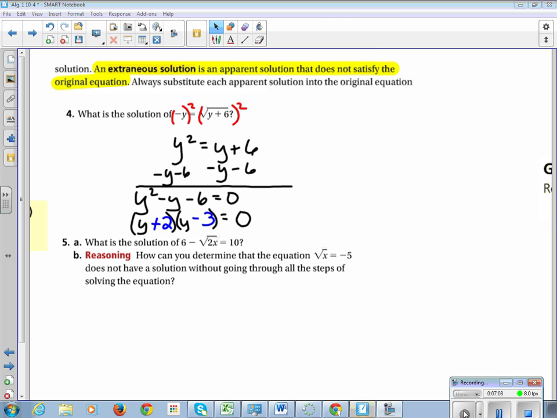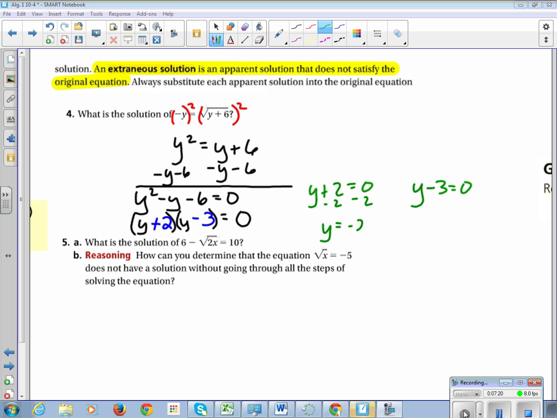So when I'm looking at solutions, I have y plus 2 equals 0 and y minus 3 equals 0. So my two solutions are y equals negative 2 and y equals 3. But I have to choose. So let's go check it. I take my original equation and I put in negative 2 and then I see if it works.